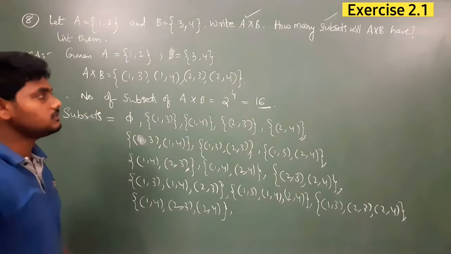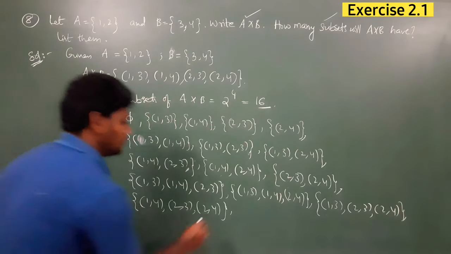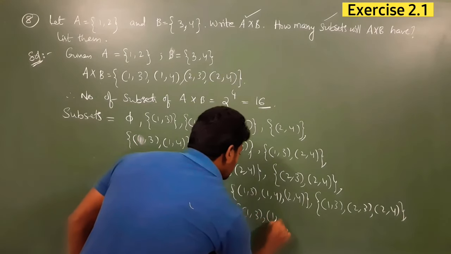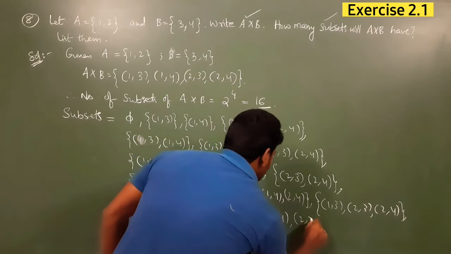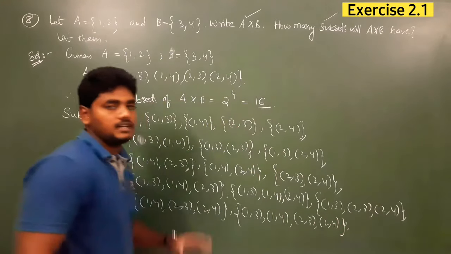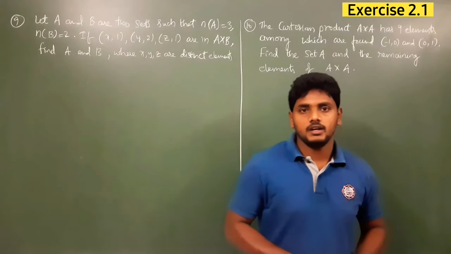Now what is the last one? We need 16 now. The last one is set itself. Set itself. What is that? {(1, 3), (1, 4), (2, 3), (2, 4)}. This is how to write subsets, right? Pause the video and note it down.